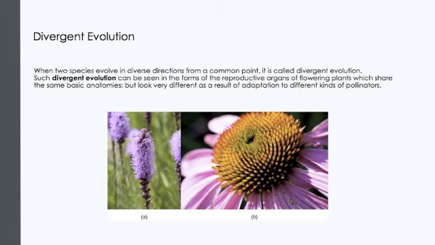Moving on, when two species evolve in diverse directions from a common point, it is called divergent evolution. Such divergent evolution can be seen in the forms of the reproductive organs of flowering plants, which share the same basic anatomies but look very different as a result of adaptation to different kinds of pollinators. And the pictures on your slide show examples of that.